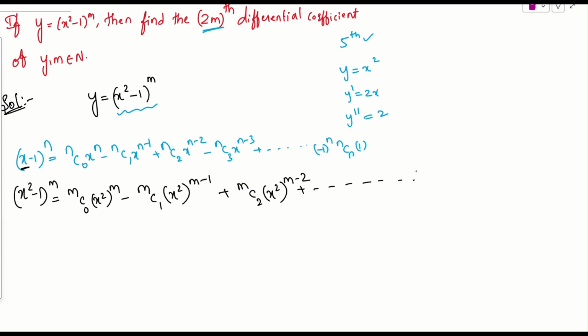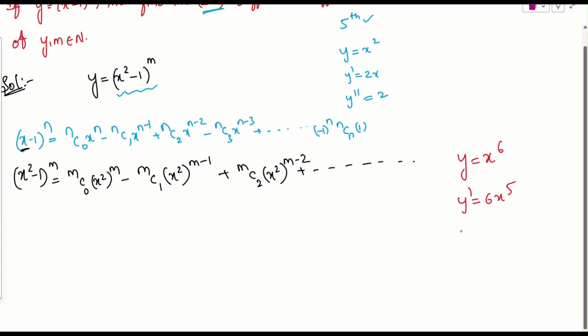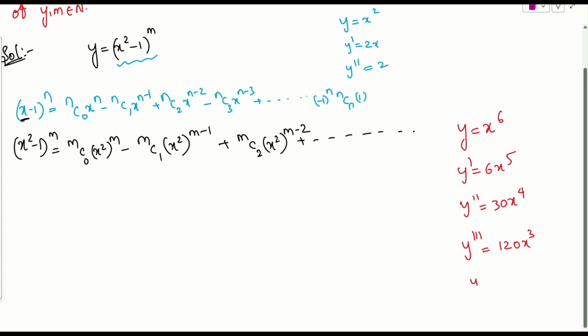Now let me show you one thing here. Let us assume y = x^6. What is the first derivative? It will be 6x^5. And the second derivative? 6 × 5 is 30x^4. And the third derivative? 30 × 4 is 120x³. And the fourth derivative? 120 × 3 is 360x².